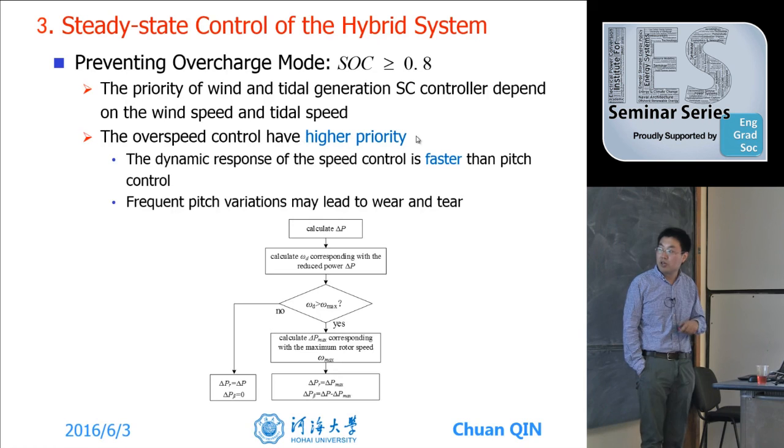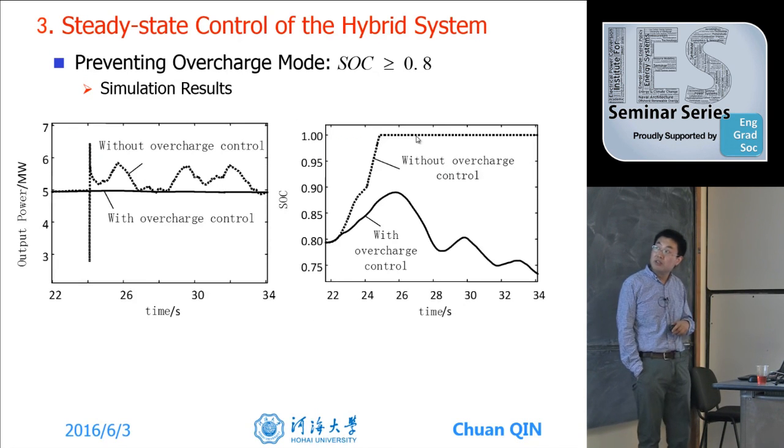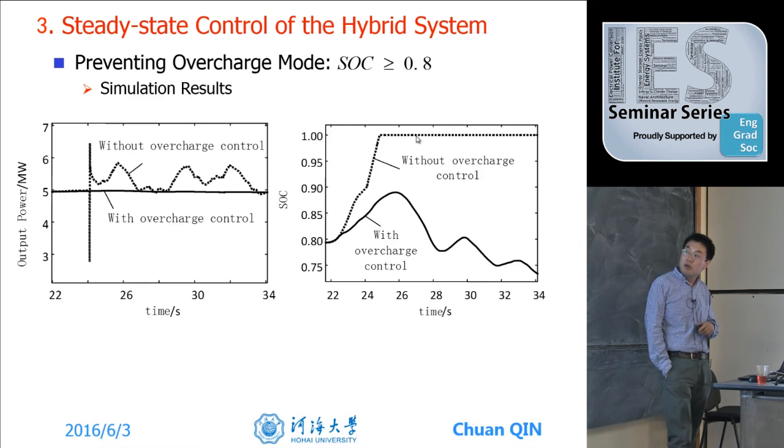And this is the flow chart. We can see the simulation results. Without overcharge control, the output power fluctuates. With overcharge control, the output power is also smooth. And with overcharge control, the SOC decreases. Without overcharge control, the SOC is higher.